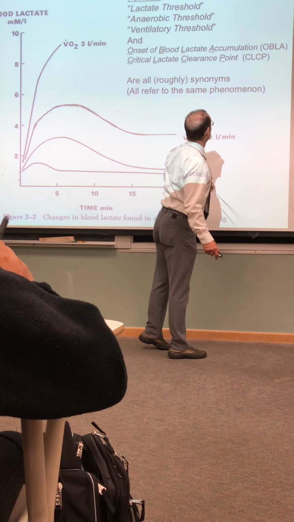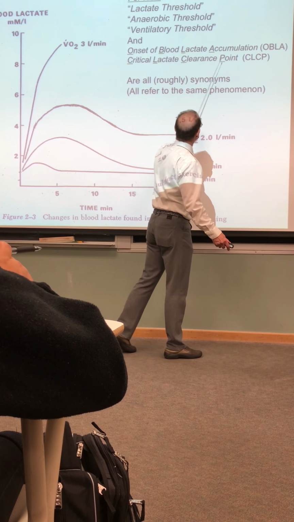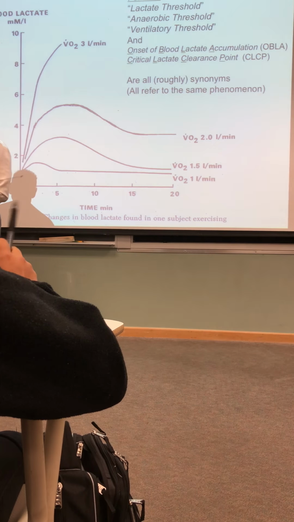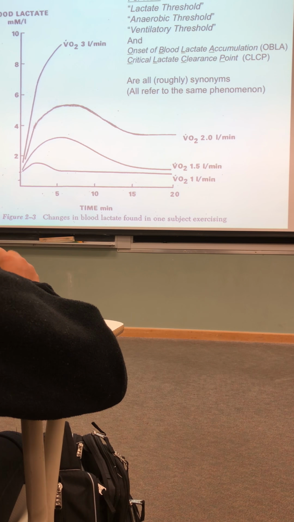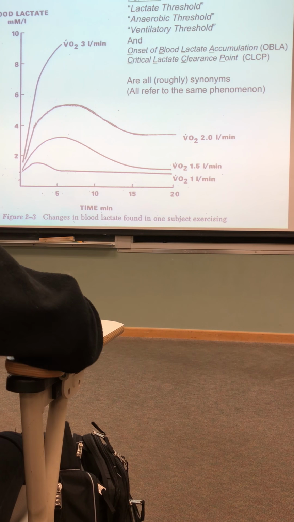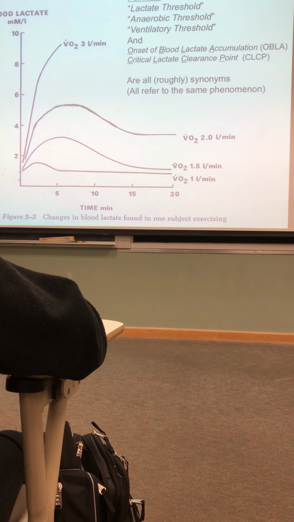A lot of coaches talk about OBLA. And critical lactate clearance point, that's George Brooks's term. These all mean the same thing. For you right now, they're rough synonyms. When you get into it, they resolve into different things. But they're all trying to capture the same phenomenon, which is that the harder you work, above about 60% VO2 max, the more anaerobic contribution there is, and what's up with that.